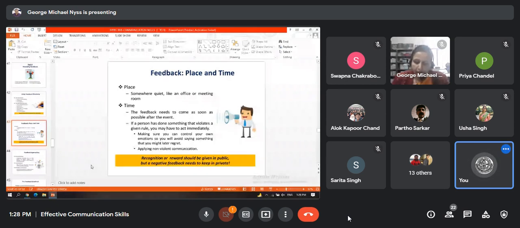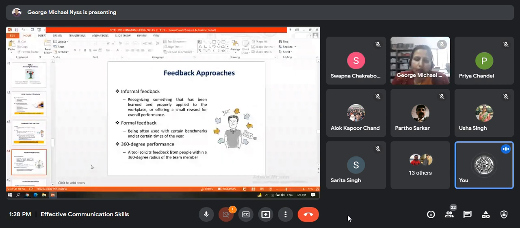Next is feedback approaches. What are feedback approaches? These are informal feedback, recognizing something that has been learned and properly applied to the workplace, or offering a small reward for overall performance. Next is formal feedback, often used with certain benchmarks and at certain times of the year. Next is 360-degree performance. What is this? A tool that solicits feedback from people within a 360-degree radius of the team member.